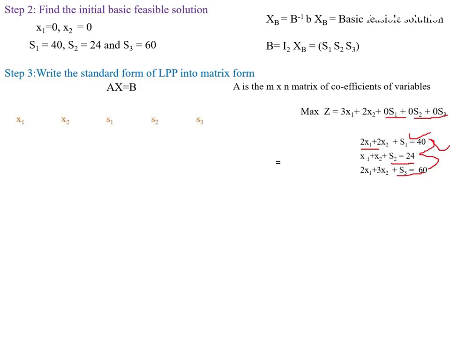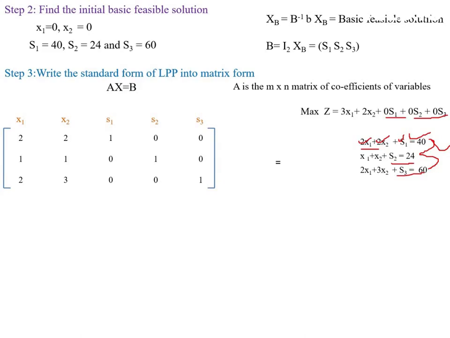Then write the matrix form. First write all the variables, that is x1, x2, s1, s2 and s3. Next observe the first constraint coefficients, that is 2, 2, 1, 0, 0. In the first constraint we don't have s2 and s3, so the coefficients for s2 and s3 are 0.